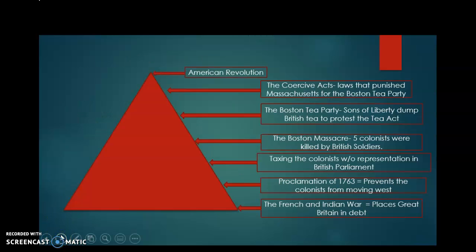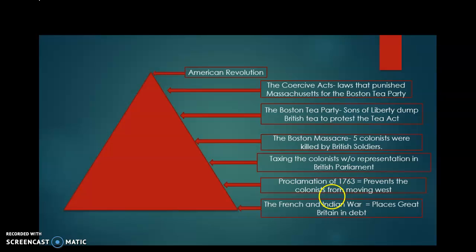So just a little recap. It's been a while since we looked at our graphic, that's complete, showing the events that lead up to the American Revolution. We started with the French and Indian War that led to debt. The Proclamation of 1763 prevented the colonists from moving west. We had taxation without representation in British Parliament. Colonists weren't represented in Parliament.